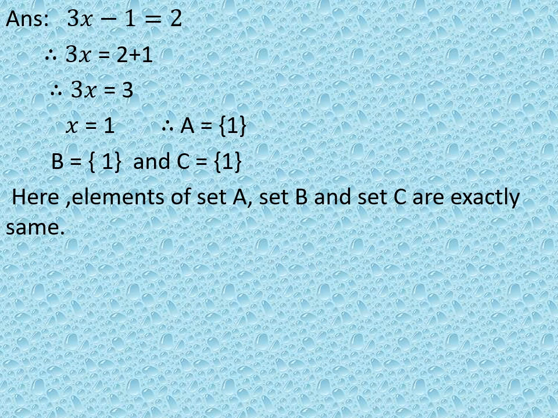In set C, x belongs to natural numbers and x must be less than 2. All the natural numbers start from 1, 2, 3, 4, and here we want a number which is less than 2. So set C also contains a single number, that is 1. So here sets A, B and C are equal. They are equal sets.